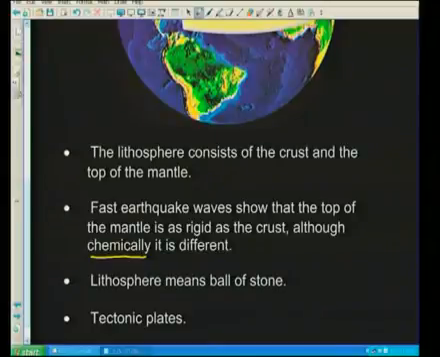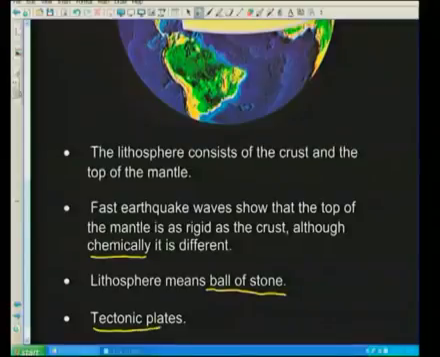Now, the lithosphere means a ball of stone. So it's like solid stone, solid rock. Now, this stone is made up of various tectonic plates, around about 20 of these plates. I'm sure you've heard of earthquakes, you've heard of tsunamis. These tectonic plates are in constant movement with each other, but more about that in your geography lesson.